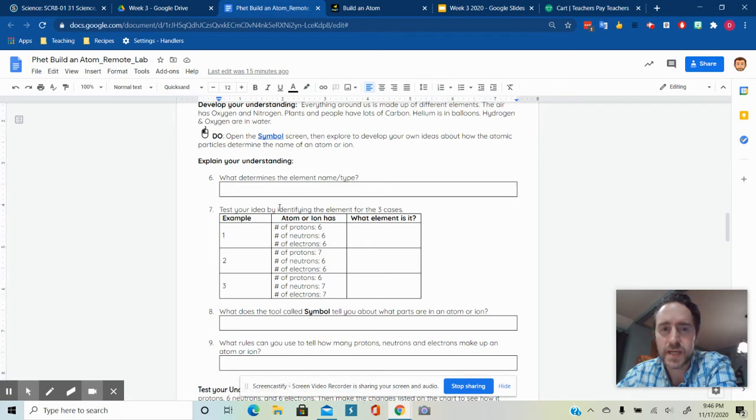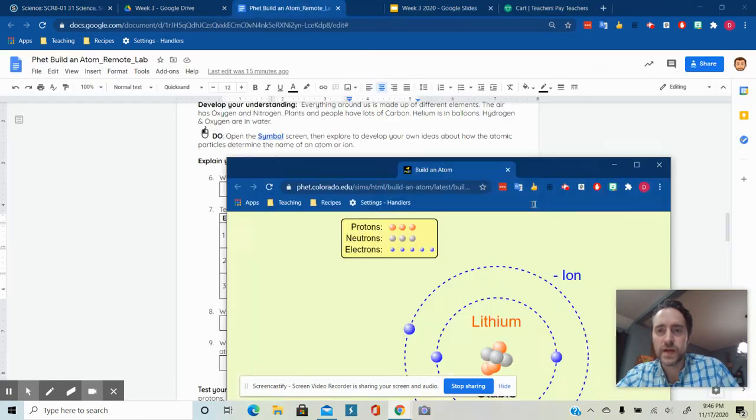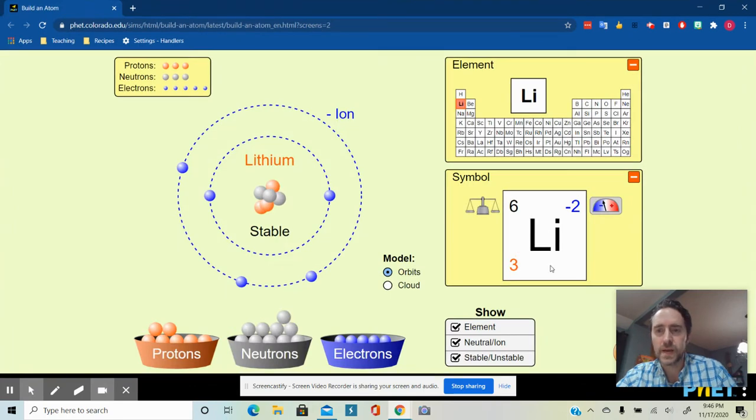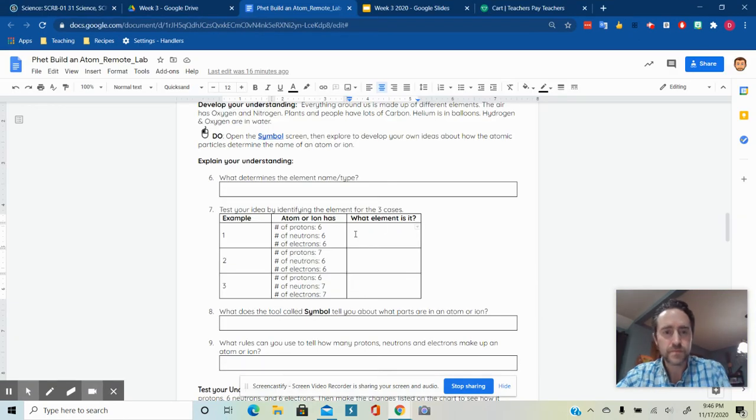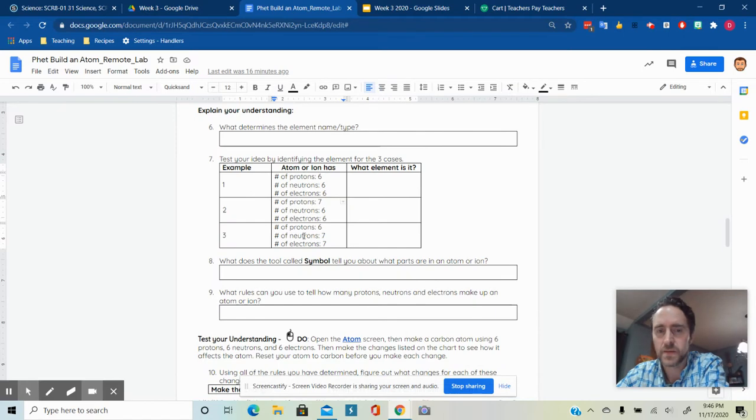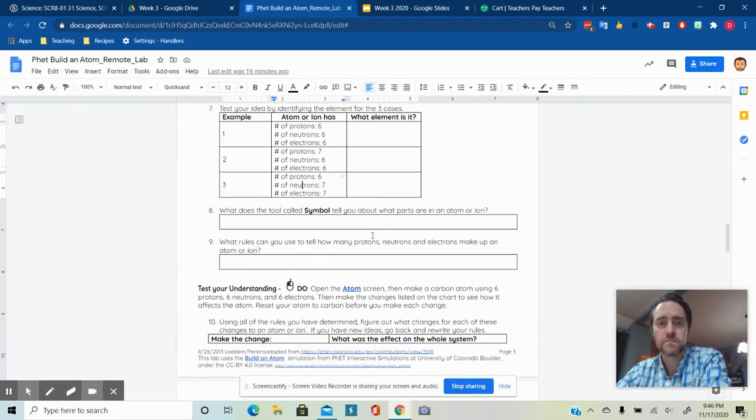Then what you can do is test your idea by identifying the element for the three cases. So you're going to go ahead and do this. You're going to make one atom that has 6 protons, 6 neutrons, 6 electrons, and it'll tell you right here what element that is. Then play with changing these different things. Does it change the element or not?